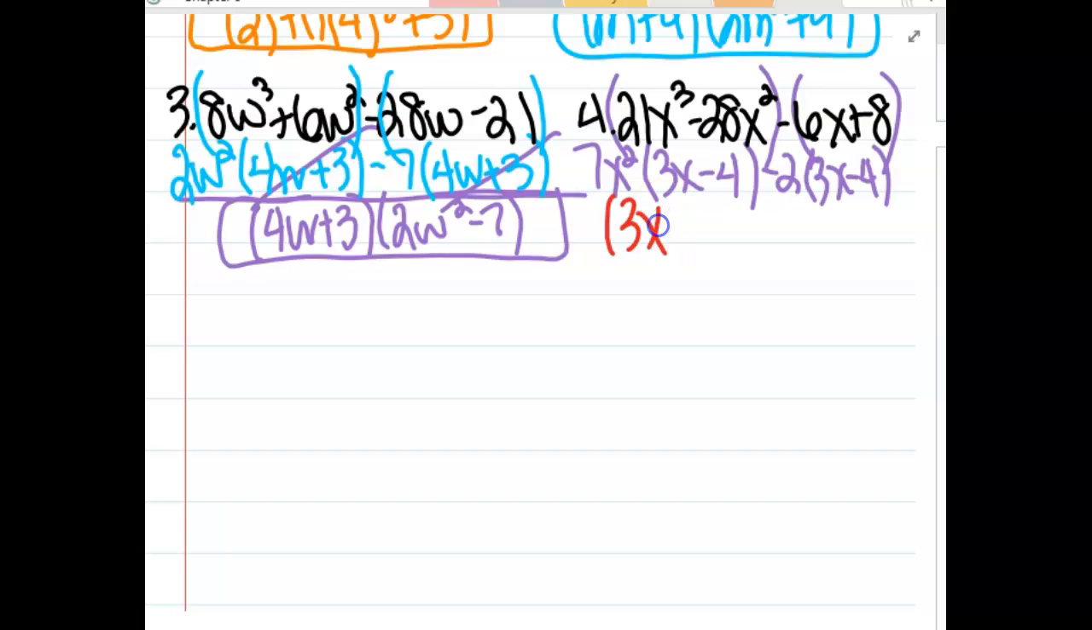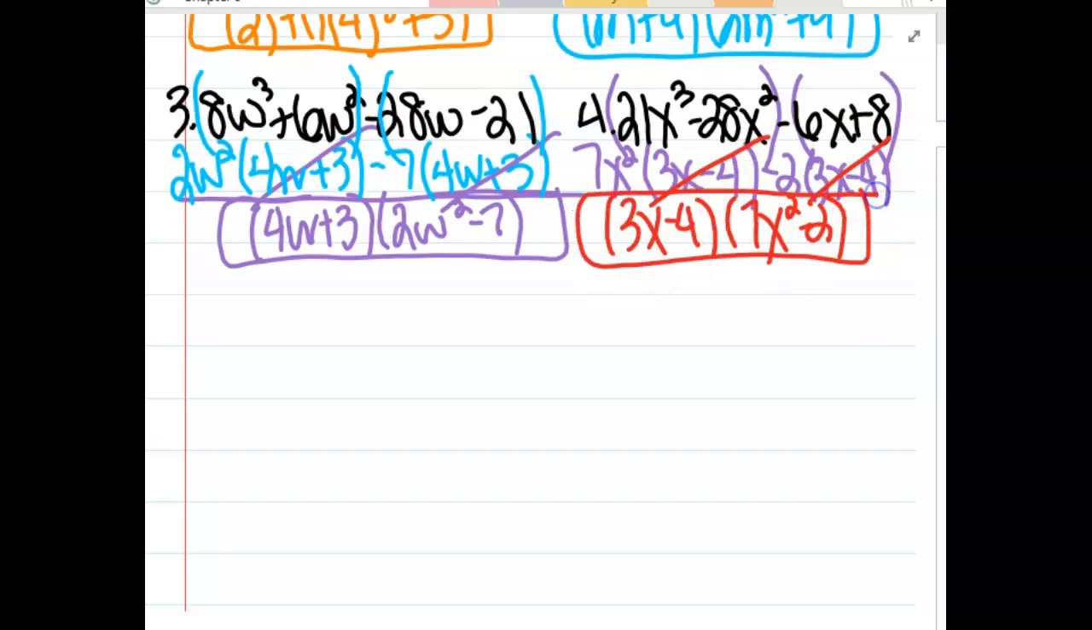Okay, what do these two groups have in common? They both have the 3x minus 4. When I factor out the 3x minus 4, what's left? 7x squared minus 2. Okay, how do we feel about that one?